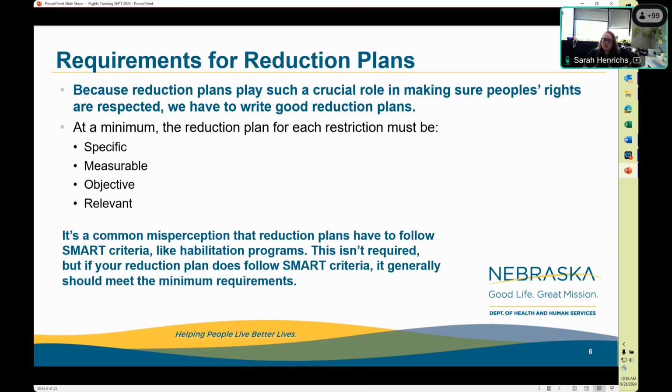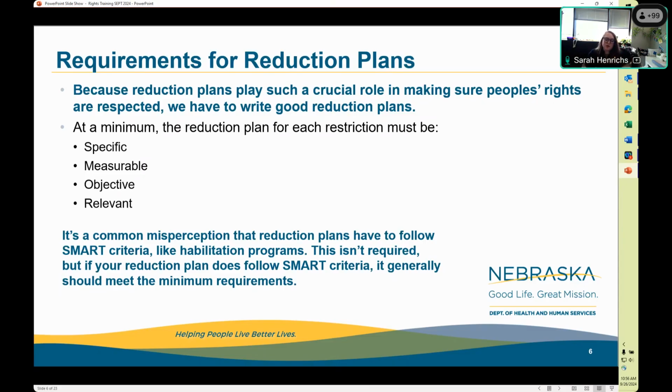It might take them 2 weeks or 2 months or 2 years to pass all their therapy goals. So we wouldn't necessarily need to put a time limit on that one. It's still objective, it's still specific. When they've met their physical therapy goals, the team will consider reduction, but it doesn't need a timeline. And so that's why that SMART criteria isn't expected.